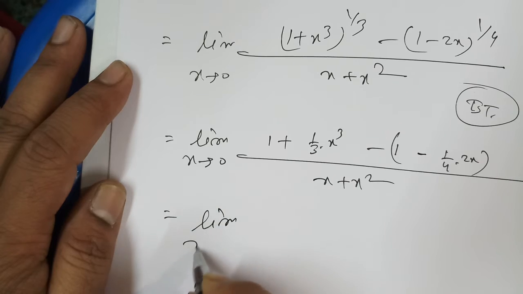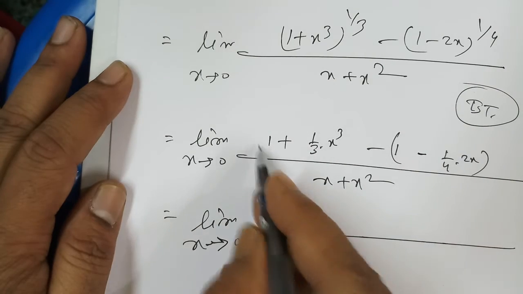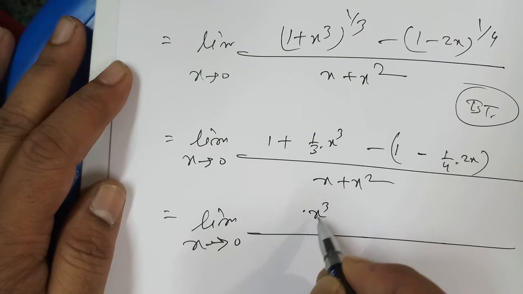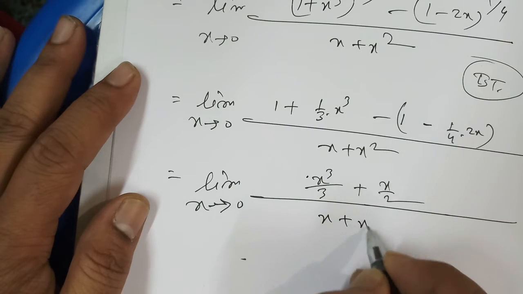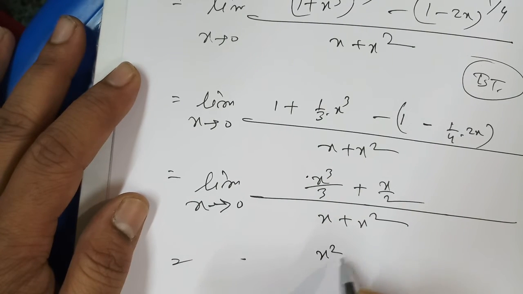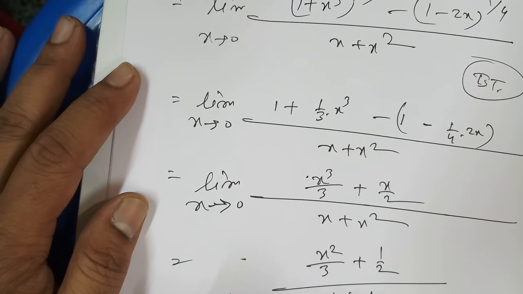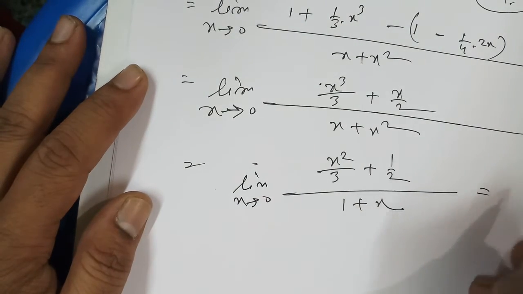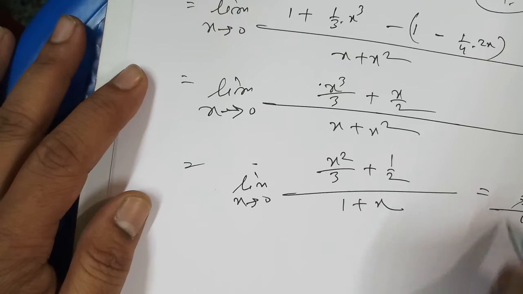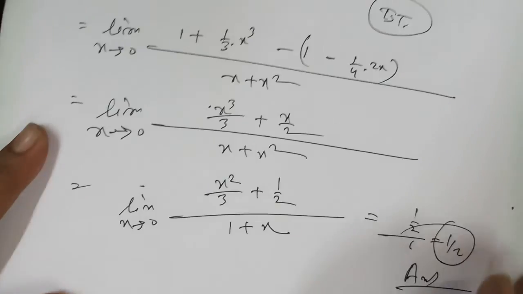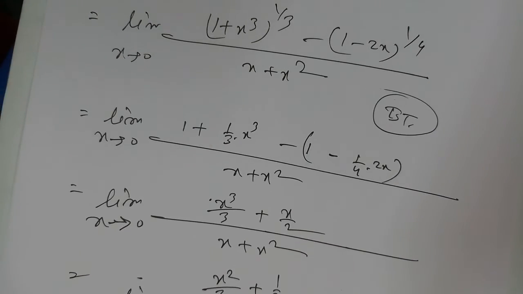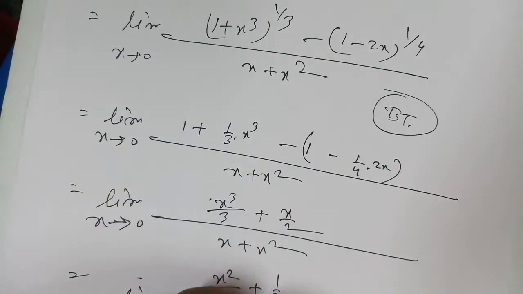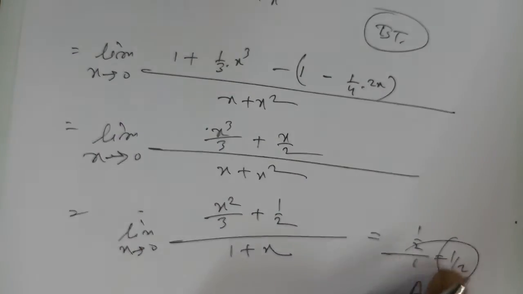So the limit as x tends to 0: the 1s cancel, so x^3/3 plus x/2, upon x + x^2. Now x cancels, so this will be (x^2/3 + 1/2) upon (1 + x). Now put x tends to 0 here, and this will be 1/2 upon 1, which is 1/2. So this is the answer. If in an MCQ type question there is an option 1/2, then that will be the answer option.